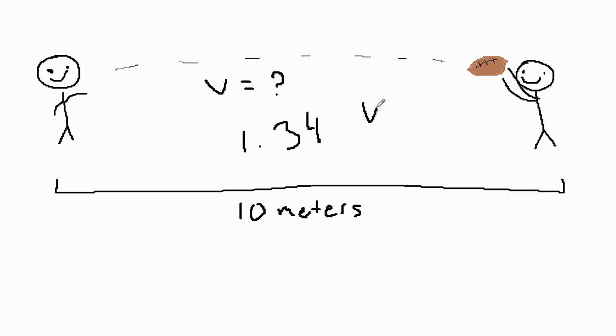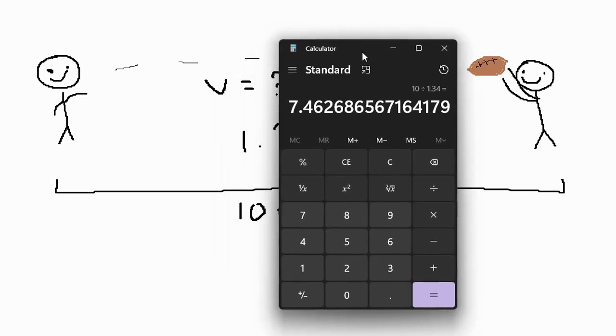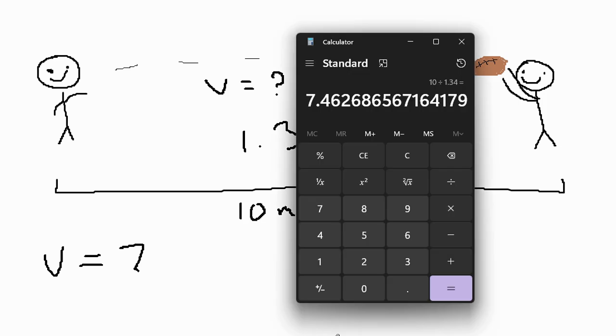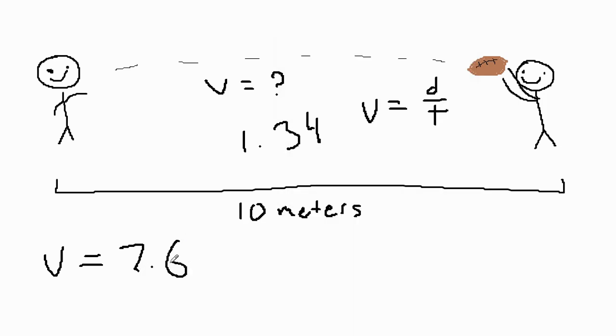This one is as easy as velocity equals distance over time, and we can just put that into a calculator. So that means that the velocity must have been equal to around 7.46 meters per second.